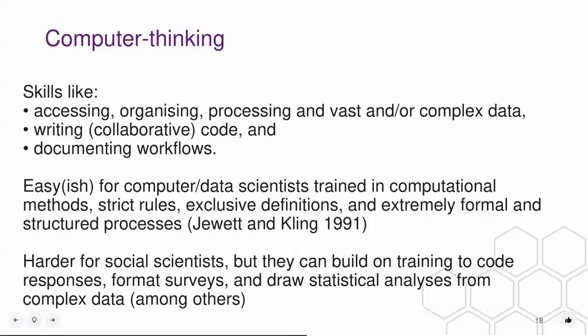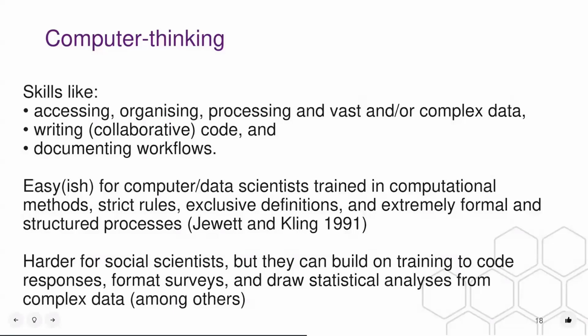So for computer thinking skills, what are we going to need then? We'll need skills like the ability to access, organize, process, and handle vast or complex data. Like I said, for instance, a project that's going to collect millions of online articles, right? We're going to need the ability to scrape those articles, to organize them, to put them in a table where they're all correctly labeled. We're going to need a way to handle that data. We're going to need to know how to write collaborative code.